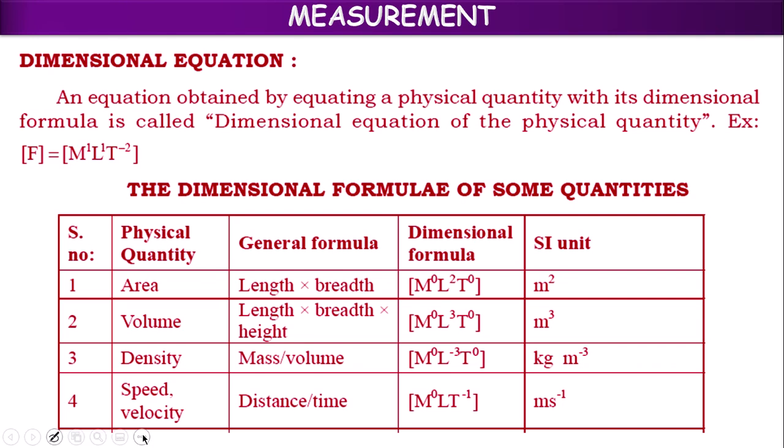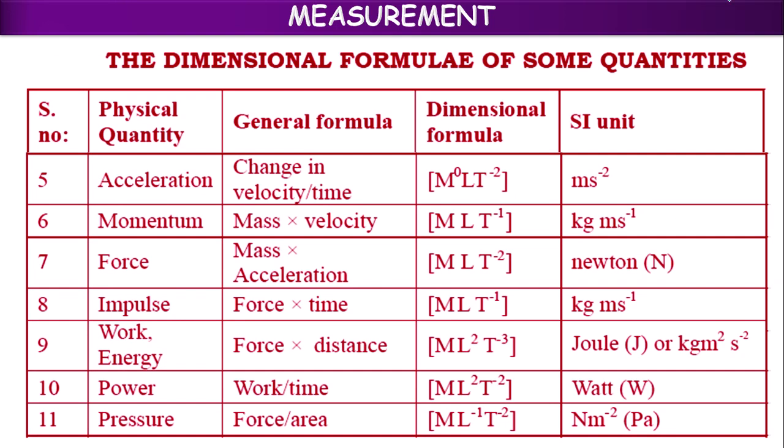So we have so many physical quantities. Based on their general formulas, we can write dimensional formulas, and with the help of dimensional formulas, we can frame their SI units also. But while writing these SI units, quantities like force, impulse, work, power, pressure have special names. The unit of force is Newton. The unit of work is Joule. The unit of power is Watt. The unit of pressure is Pascal. Like that.